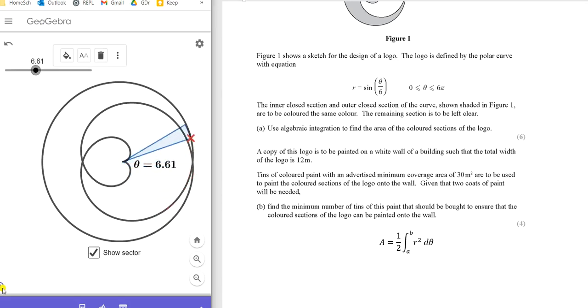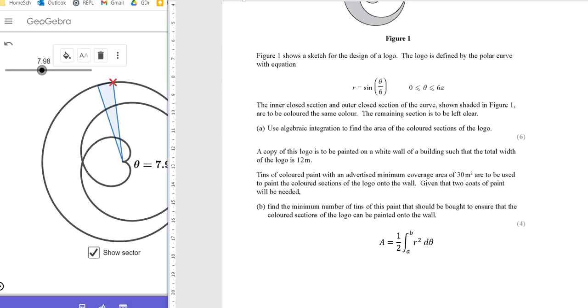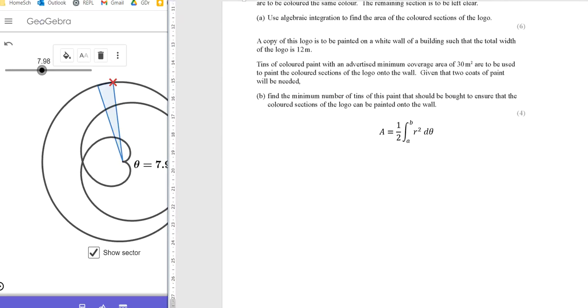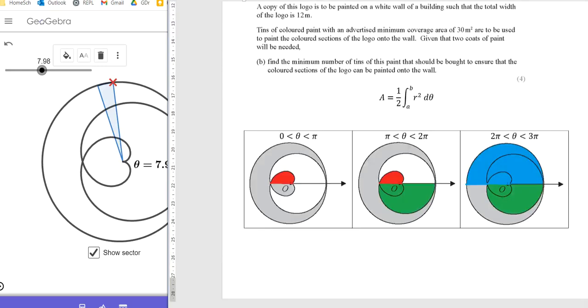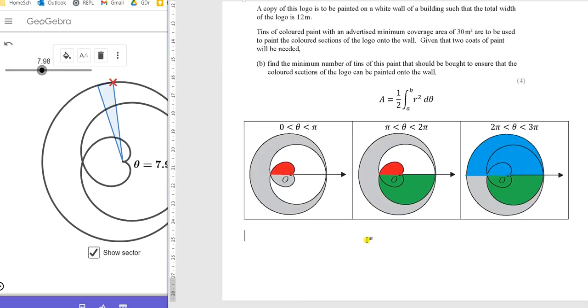So as we get to this section here, I'm going to pause there. Any area you calculate within this region will calculate the area as if this is centered at 0, and it will include some of the area of the middle section and some of the area of the inside section. So once you've got that clear in your head, you want to maybe make a diagram. I've got something pre-prepared for this.